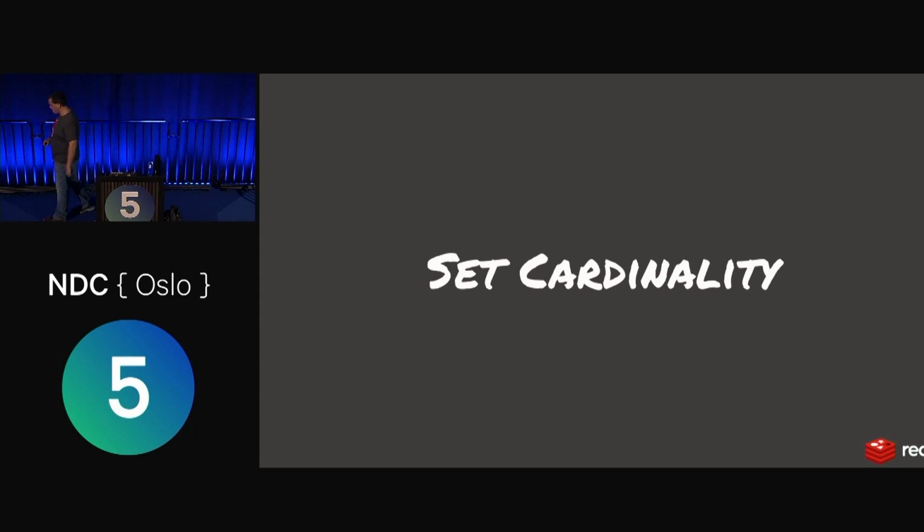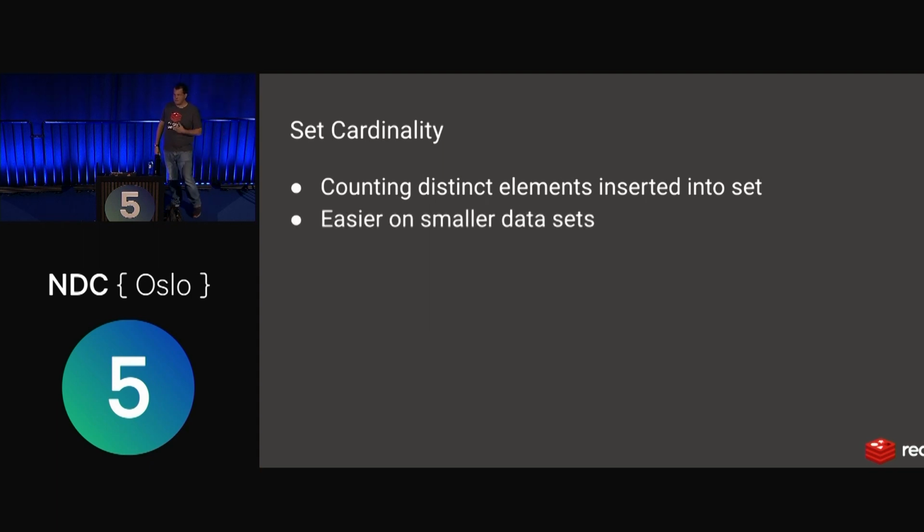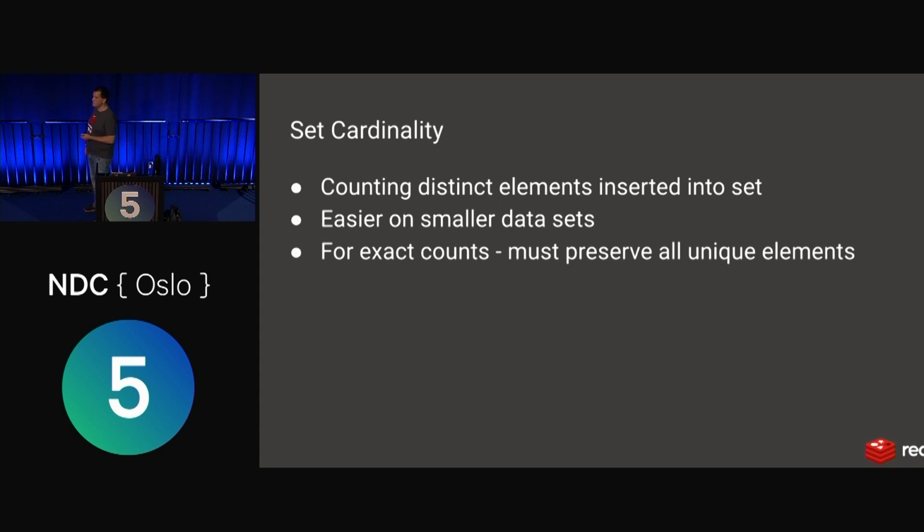So the next, and one of the more interesting things to talk about here, is set cardinality. Set cardinality is just counting the distinct elements inserted into a set. So what are all of the unique elements that a set has? Again, this is easier on smaller data sets. But for exact counts, you have to keep track of every single item that you've inserted into that set.